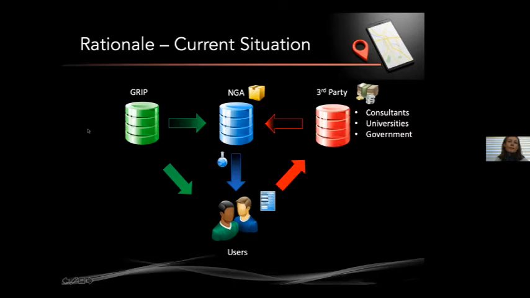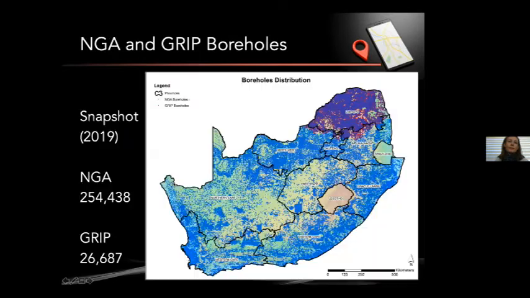But when you talk to the guys in the Limpopo province, they are not keen to mix their data with that of the NGA, because they believe the data to be of better quality, which is maybe not always the case for the NGA. And again, looking at the solid green arrow, all the data from GRIP is freely available, and it's not a problem actually getting that data. In actual fact, it's easier getting a dump of that whole database as opposed to that of the National Groundwater Archive. Okay, so what do these databases look like?